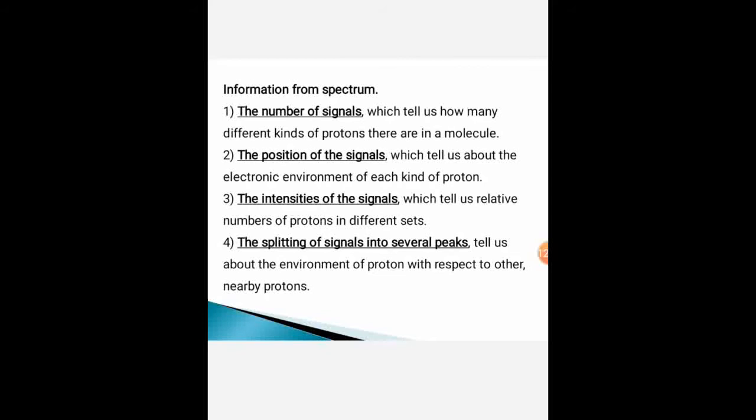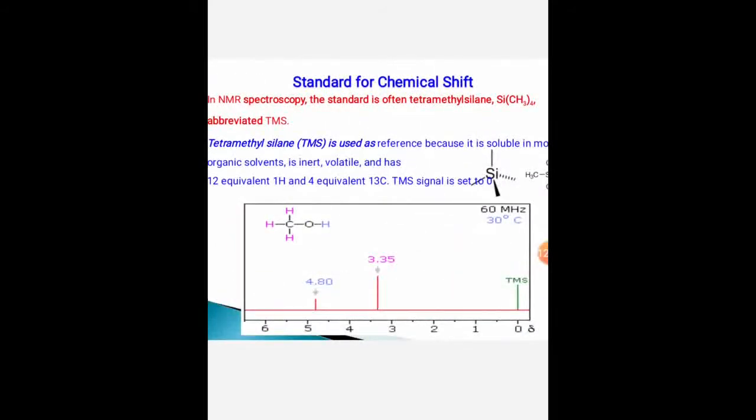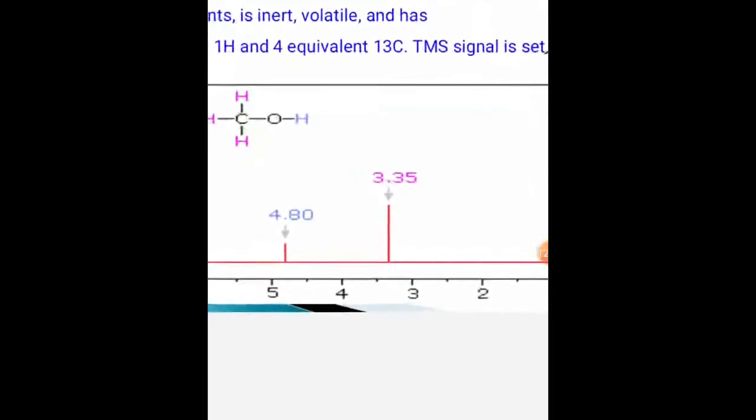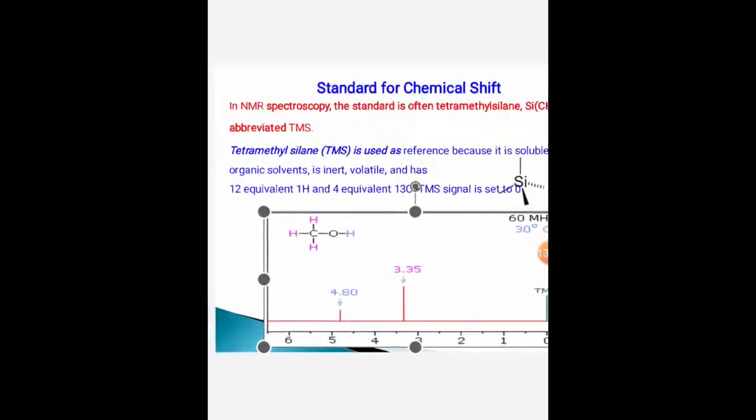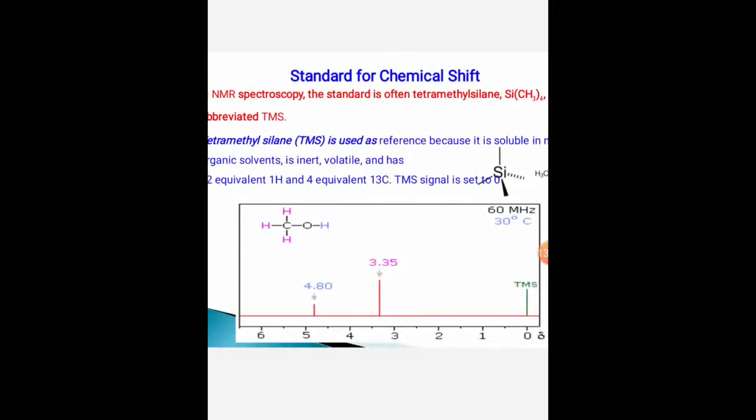The third information is the intensity of signal. Intensity of signal means the height of signal. Here see, the first peak has higher intensity as compared to the second peak, because the first peak represents the set of protons of the methyl group having three protons. So its intensity height is more as compared to the OH, because only one proton is attached to the electronegative oxygen atom. Means intensity of signal gives an idea about the number of protons for that particular set.